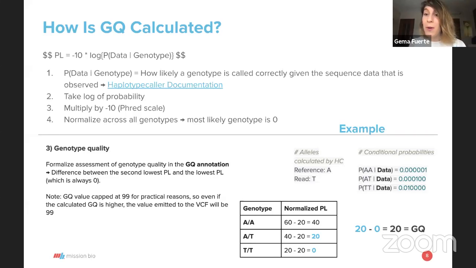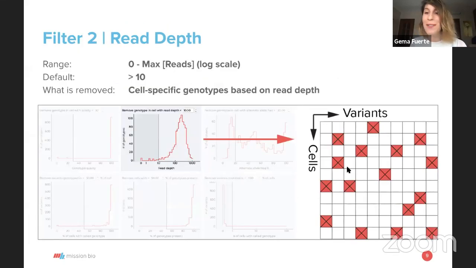So that was filter number one. I promise not to extend so much with the other ones. The other ones are simpler. So the second one, this filter is based on read depth. The range here is between 0 and maximum reads in log scale. Of course, it will be different depending on how deep you sequence your sample. We also have a default filter, which is 10 reads. 10 reads is the minimum that we'd recommend to be able to confidently call a genotype.